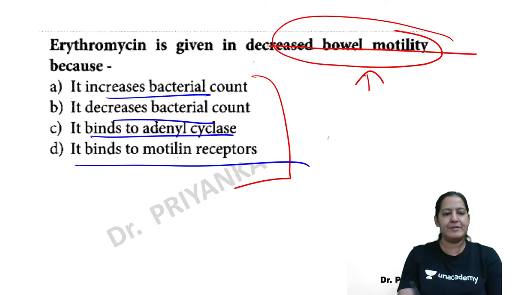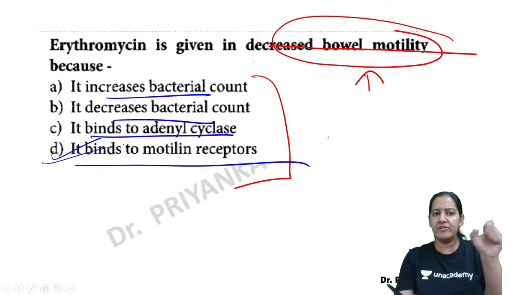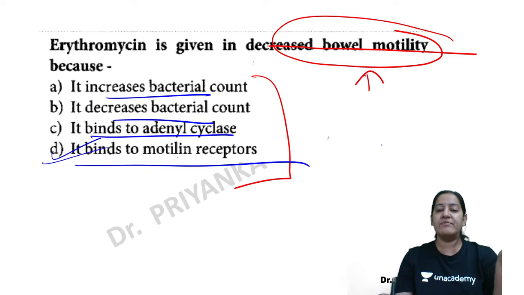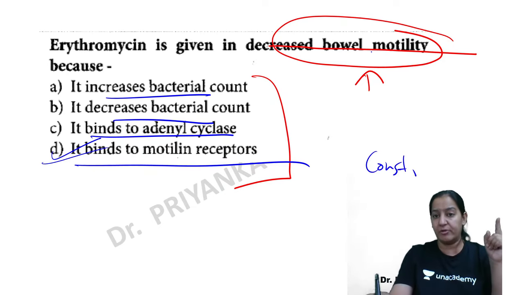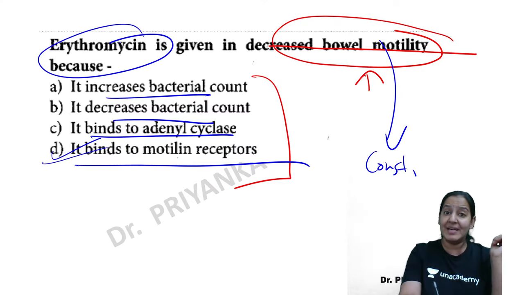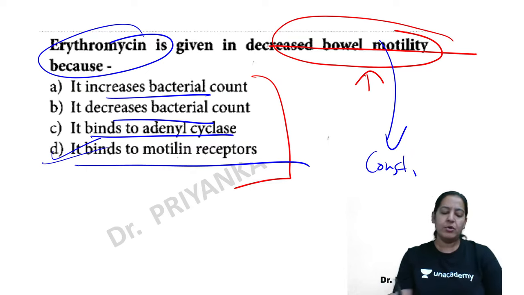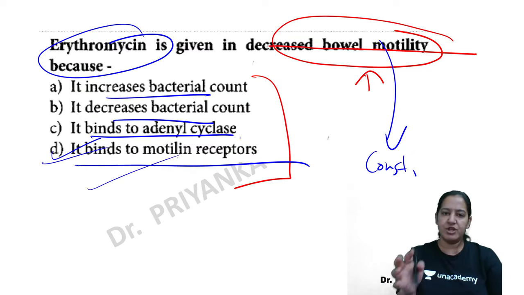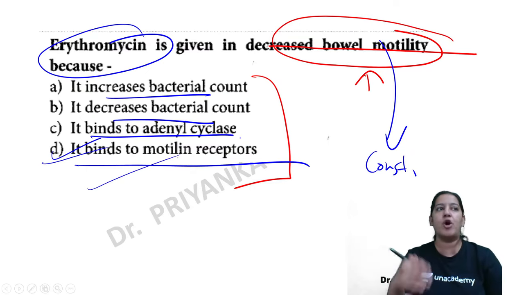Yes, Kishore, Vivek, absolutely right. Of course, it will bind to the motilin receptor and increase the motility. So if someone is having constipation, that is, decreased motility or decreased gastric emptying, we can use erythromycin as a part of treatment. It will increase the motility and the constipation or the decreased gastric emptying will become normalized. Yes, you all are right. Sandesh, absolutely right. Priyanka, yes, Sai, absolutely right.